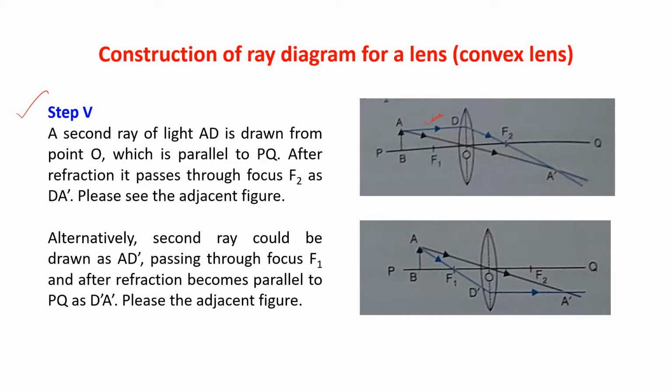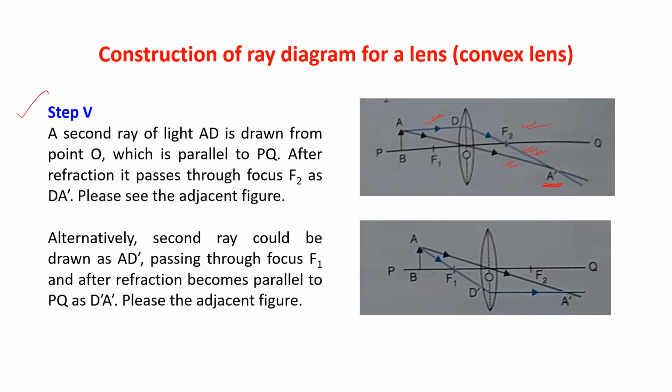We have considered the light ray AD, which is passing parallel to PQ, that is the principal axis. After refraction, it passes through the focus F2. Just see, this is the line, and that line is DA dash. Am I clear? Now you can see that these 2 rays, the first ray and the second ray, are meeting at point A dash.